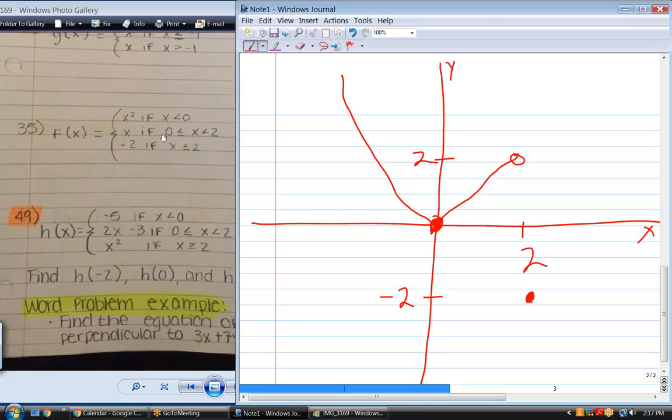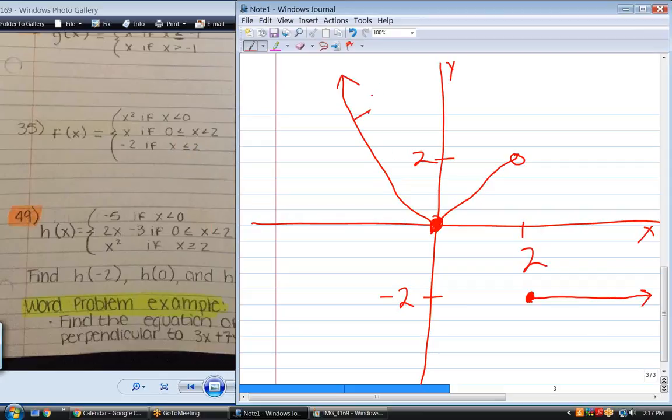Notice why that's not correct. If this function was the way you've written it, it wouldn't be a function because it would look like that and doesn't pass the vertical line test. Right. So it has to be, this is when x is greater than or equal to 2, and the rest of the function must go in this direction. Okay.